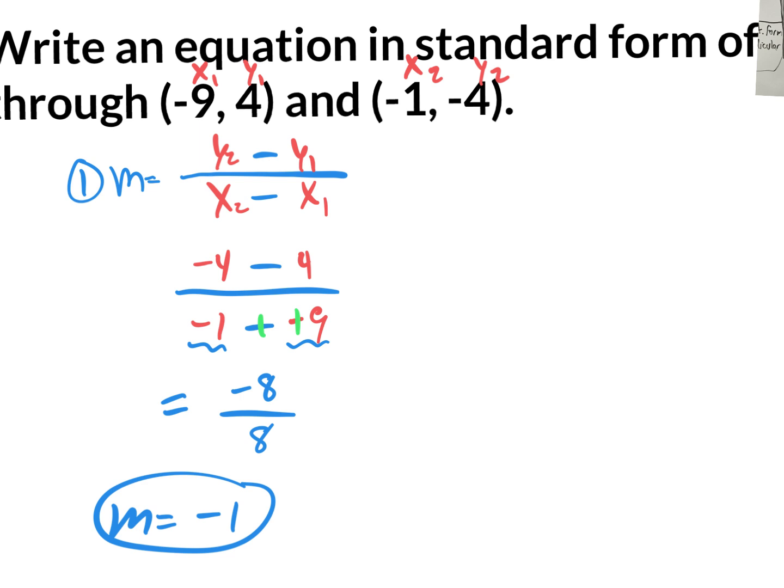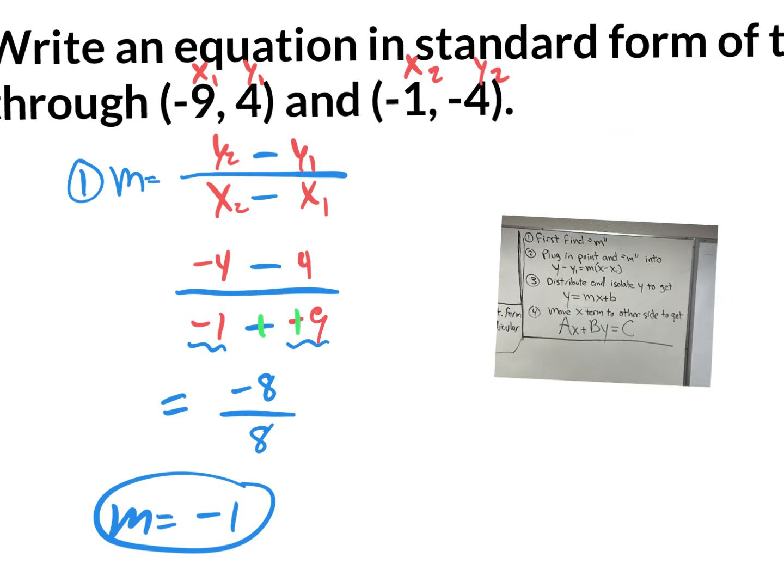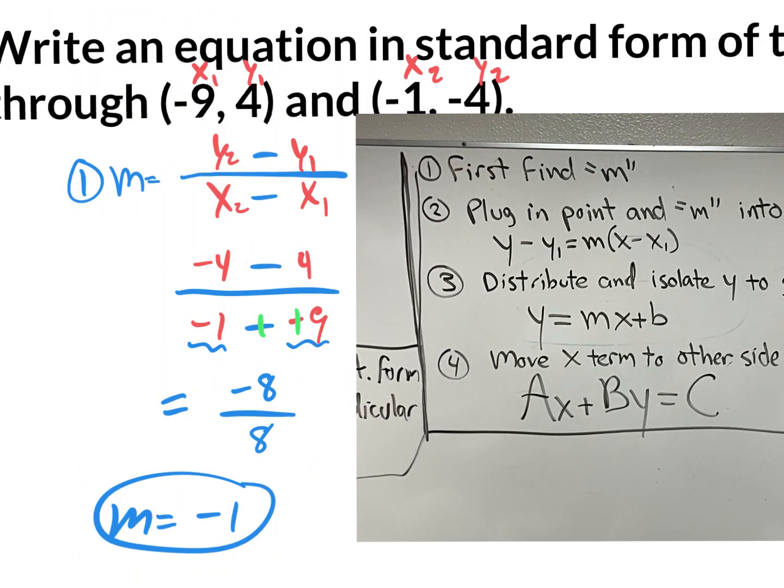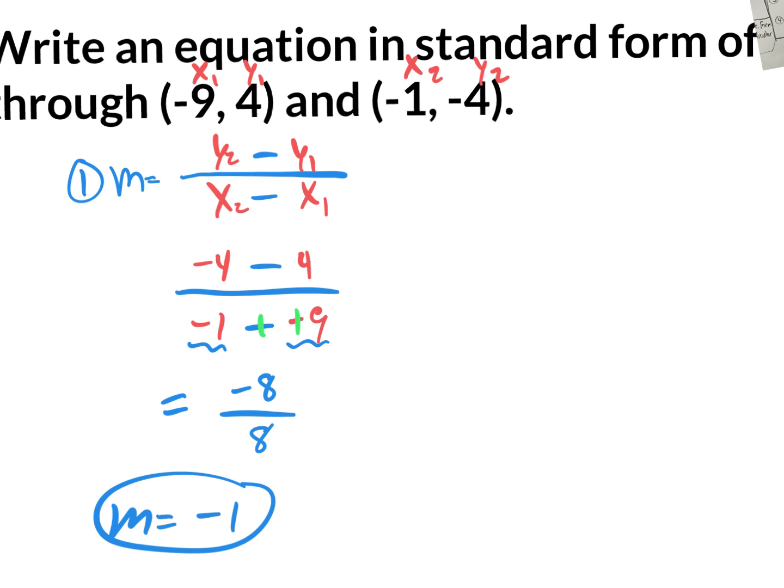There we go. Now let's move on. And again, what do we do next? If you're stuck, you could just look at the board, and it says, first find the m, and then step 2, plug in the point and the slope into the point slope form. So even if you're totally lost, you could just read the board and it'll tell you what to do.